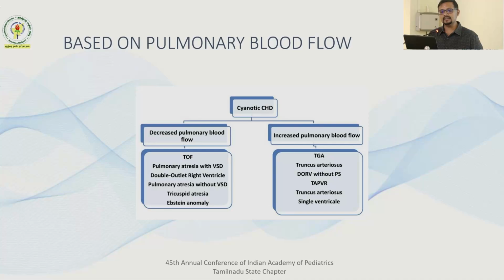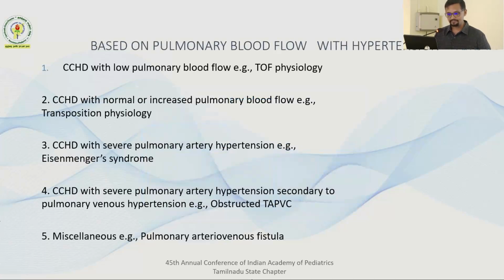So cyanotic congenital heart disease based on pulmonary blood flow: with decreased pulmonary blood flow, we have the TOF physiology, pulmonary atresia, VSD, DORV, tricuspid atresias, and Ebstein's anomaly. With increased pulmonary blood flow, we have the TGA with VSD, truncus, DORV without PS, TAPVCs, truncus, and single ventricle physiology. So based on the pulmonary blood flow with hypertension, we have low pulmonary blood flow in tetralogy of Fallot physiology, with increased pulmonary blood flow in transposition physiology. Then we have the pulmonary artery hypertension beyond infancy or childhood, where we have Eisenmenger's. Obstructive TAPVCs present earlier in the neonatal period with cyanosis.